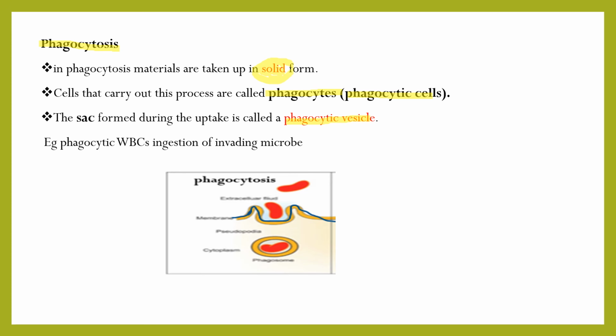For example, this is solid material that can be engulfed or ingested into the cell, but before it is engulfed into the cell, it forms a phagocytic vesicle. This phagocytic vesicle is formed by pinching of the cell membrane. Then after, the whole material will be taken into the cell.